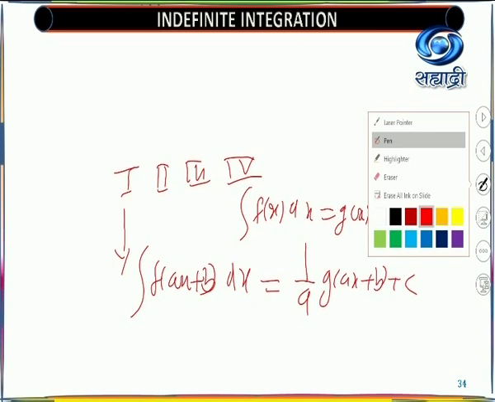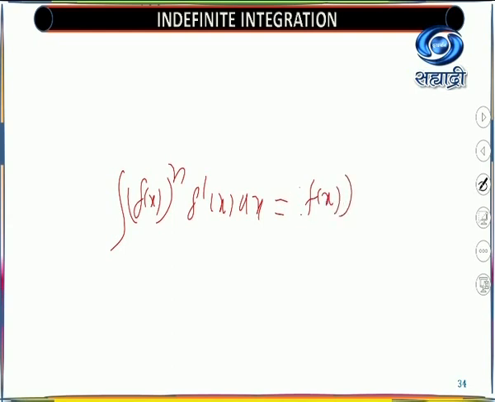The second corollary you will get from here itself, which is given by the power. If it is the integral of f of x raised to n, f dash of x dx, then if you substitute, it gives you f of x raised to n plus 1 upon n plus 1 plus constant of integration. This is one of the corollaries we saw.